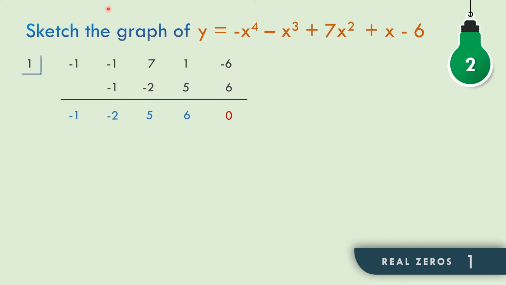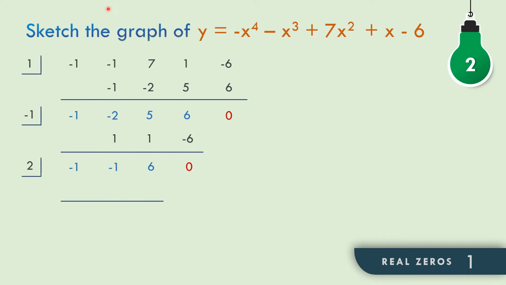Let us try to solve. Let us divide using negative 1. So bring down negative 1. Negative 1 times negative 1 is positive 1. Subtract negative 1. Negative 1 times negative 1 is positive 1. Add, that is equal to 6. 6 times negative 1 is negative 6. And let us try to subtract. That is equal to 0.